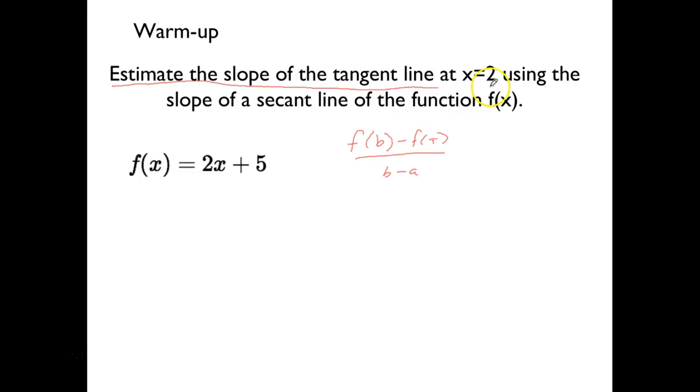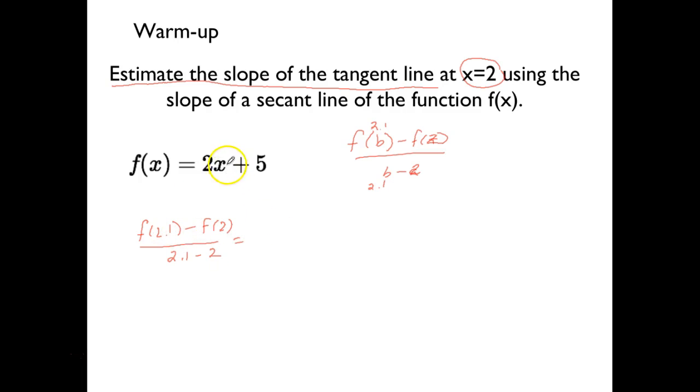Okay, and we're doing it at x equals 2, which means we have our a value, which goes right here, and we just need to come up with a b value that's very close, so we're estimating the tangent line. So a value that's very close, you could do like 2.1, or you could do something closer, 2.01, anything you want. So what we're doing is f of 2.1 minus f of 2 all over 2.1 minus 2.